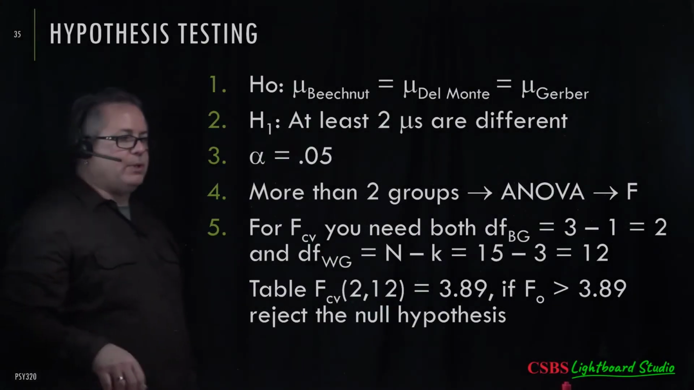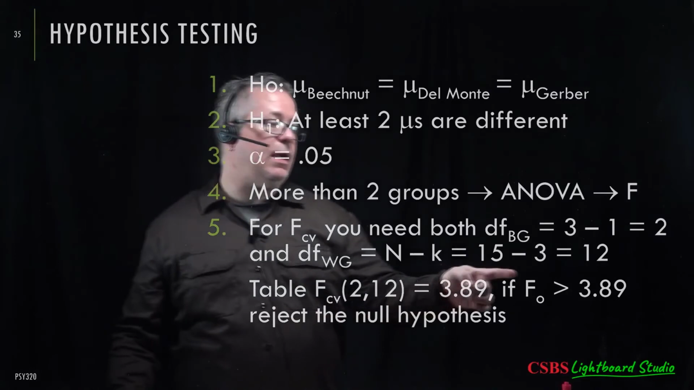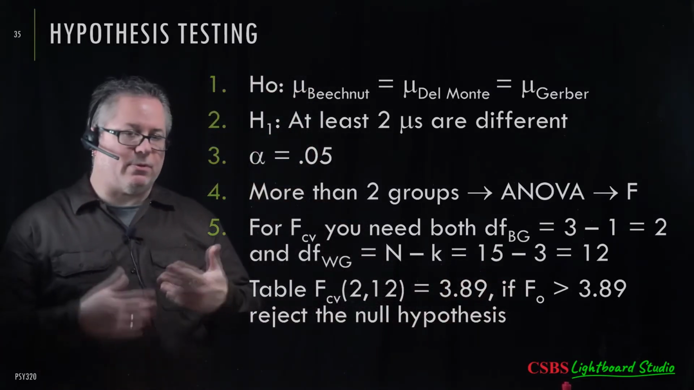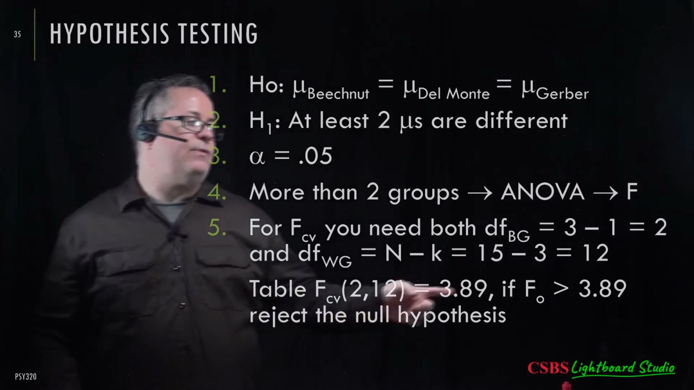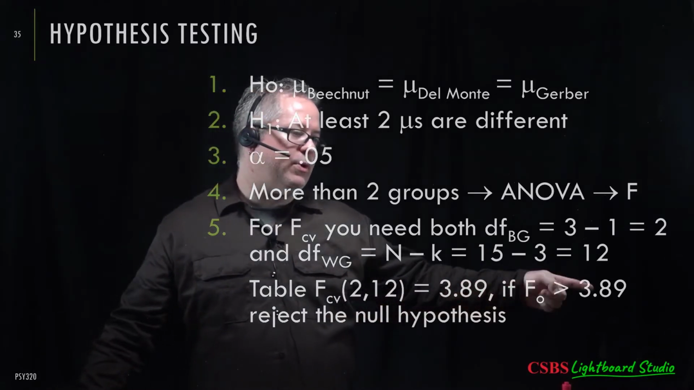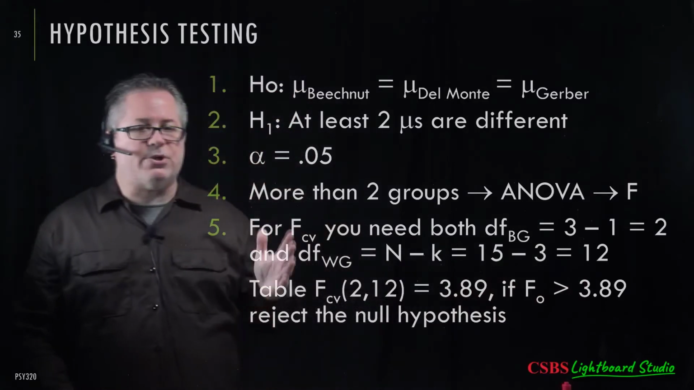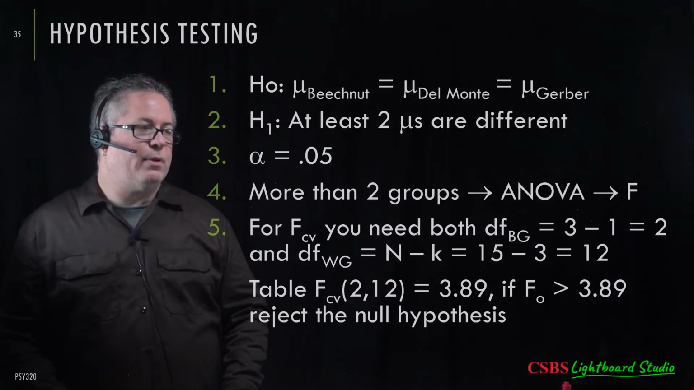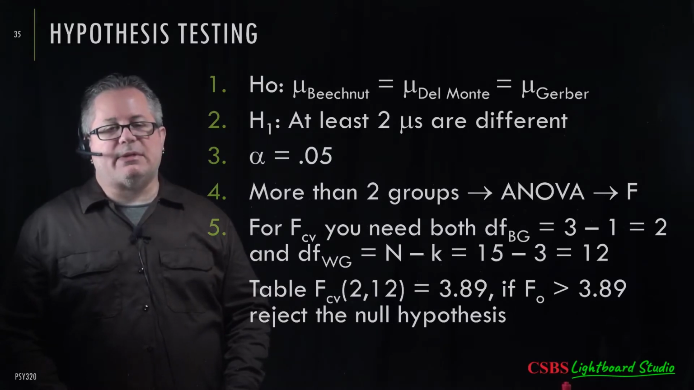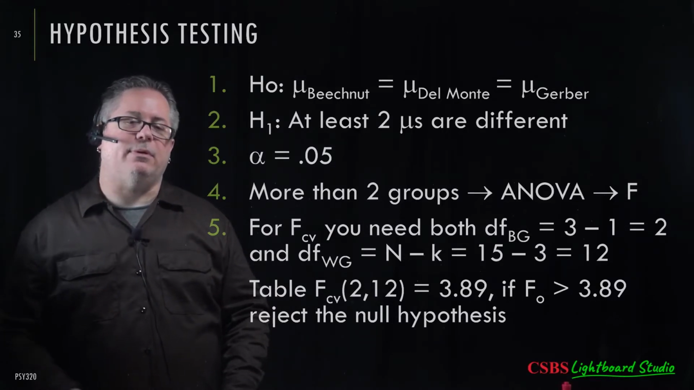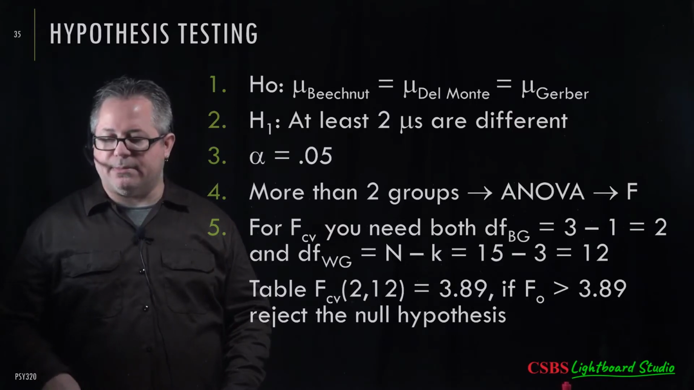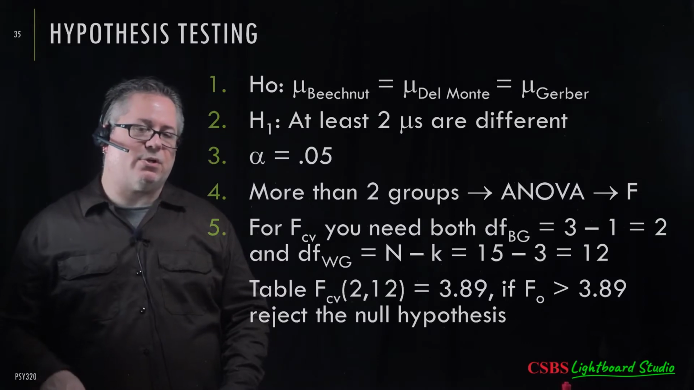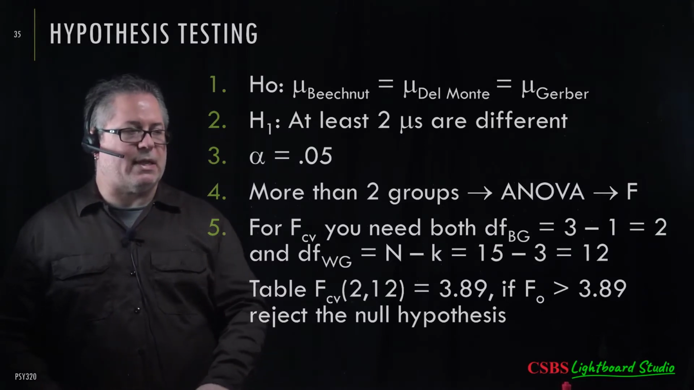Our decision rule then is, if my F observed... I remember we used t observed before, but now we're going to compute an F observed. If my F observed is larger than my critical value, 3.89, I'm going to reject the null hypothesis. That's my decision rule. And just like with the independent samples t-test, the part of ANOVA you can spend the most time on is step 6, because now there are going to be some multiple steps to find the F observed value.